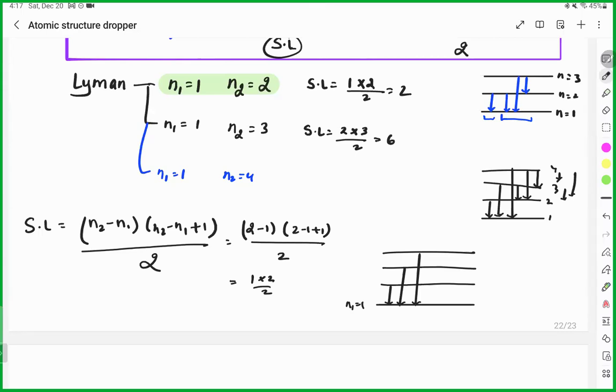Sir, isn't it 1? How? N1 value is 1 in Lyman series, but n2 value could be anything, right? Yes, sir. Ask me if you have any doubt. I thought I made a mistake in the calculation. Chandana, ask your doubt. So 2 divided by 2 is 1. Oh, this was a calculation mistake, but here it will be 1. Na? Yes.